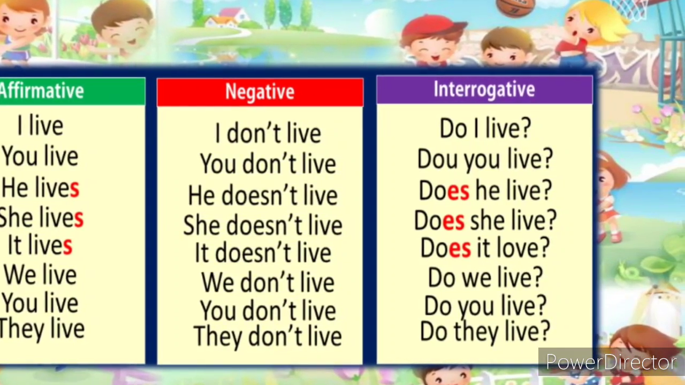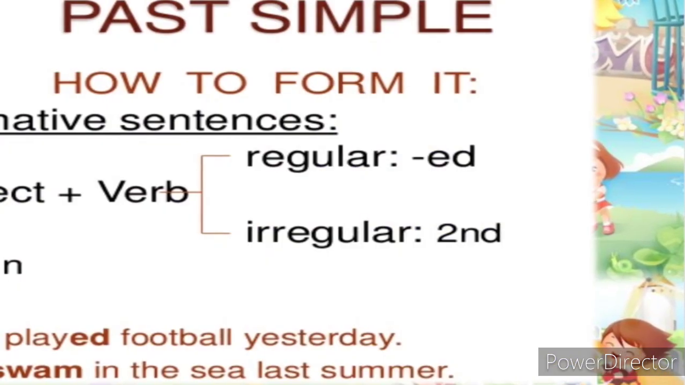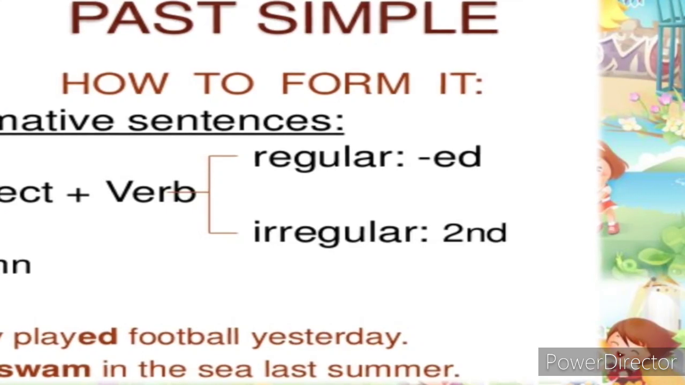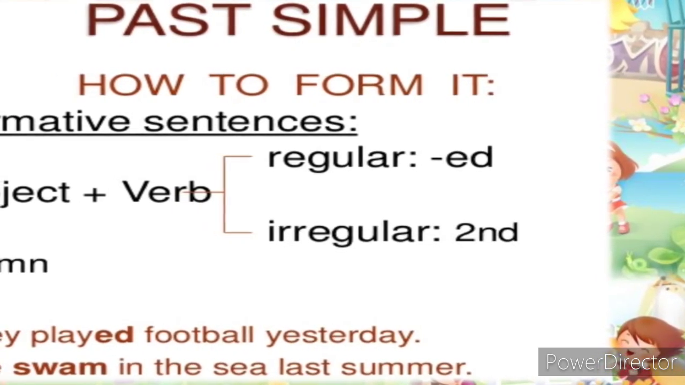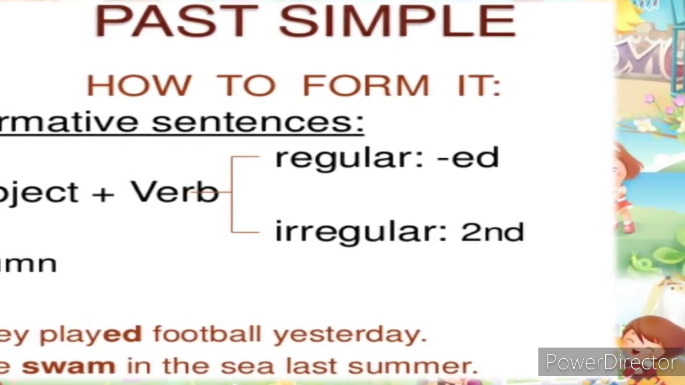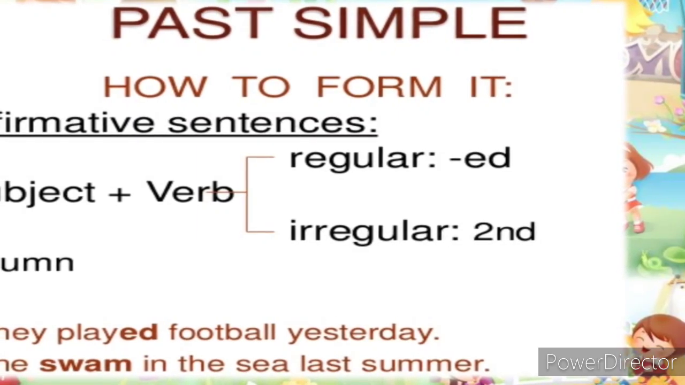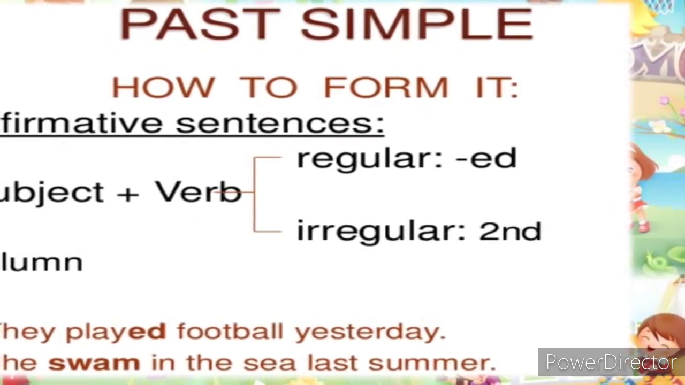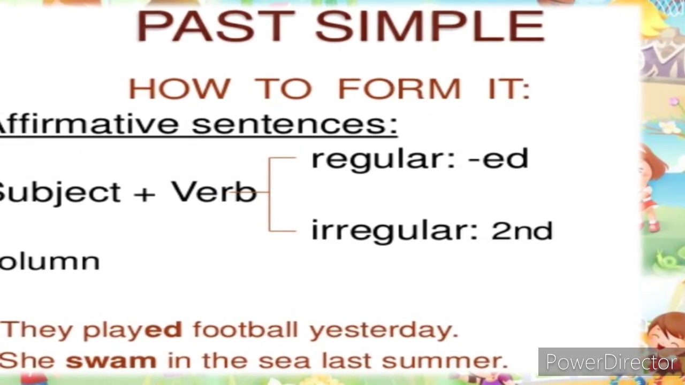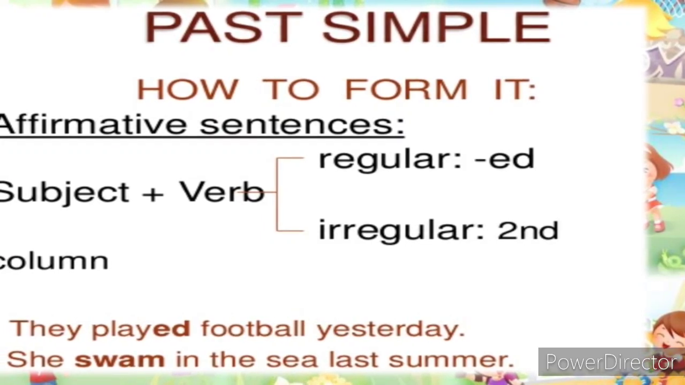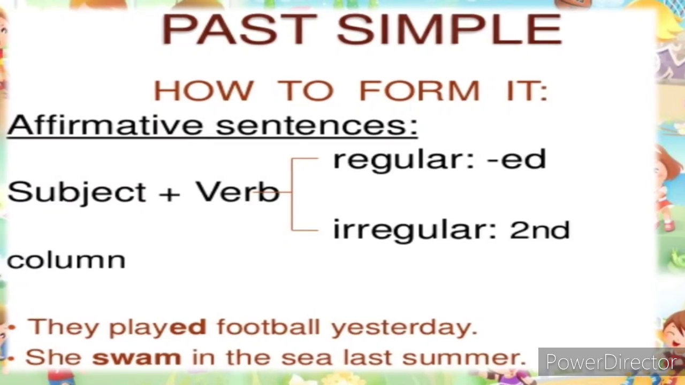And after this, now we shall move into simple past tense. First, the affirmative sentence in simple past tense. The form to make an affirmative sentence is subject plus the second form of the verb. That means for regular verbs, we simply add ed, like play, played, cry, cried, etc. And for irregular verbs, we take the second form, like write, wrote, sing, sang, etc.